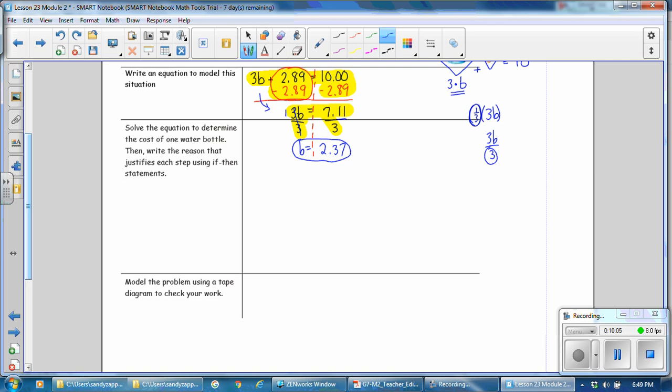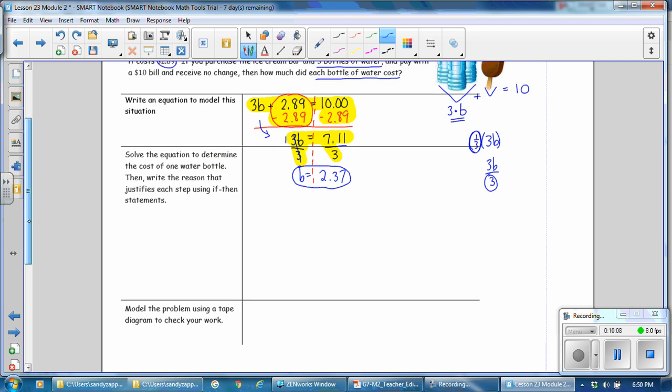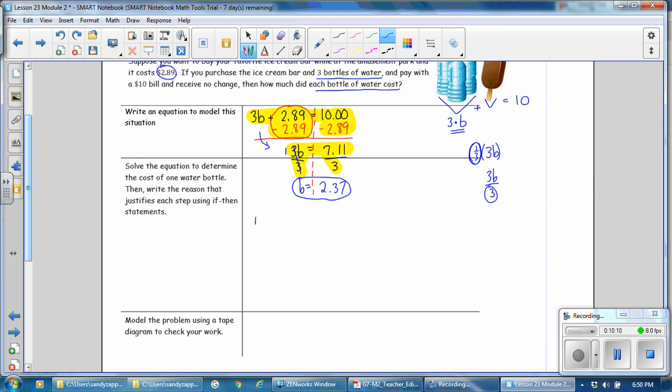Model the problem using a tape diagram to check your work. So in our tape diagram, we would have a bottle of water, a bottle of water, a bottle of water, and an ice cream bar. The ice cream bar is $2.89. Each bottle of water costs $2.37. And it should have a sum of $10. So pause the video, add those up, and make sure they add up to $10. And they do, so we have proven that our answer, $2.37 per bottle, is correct.